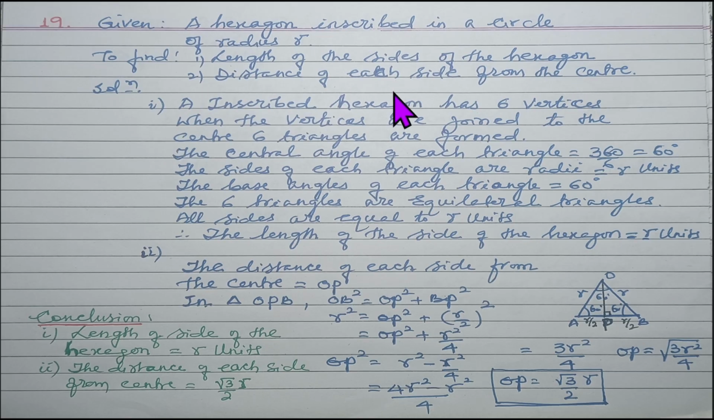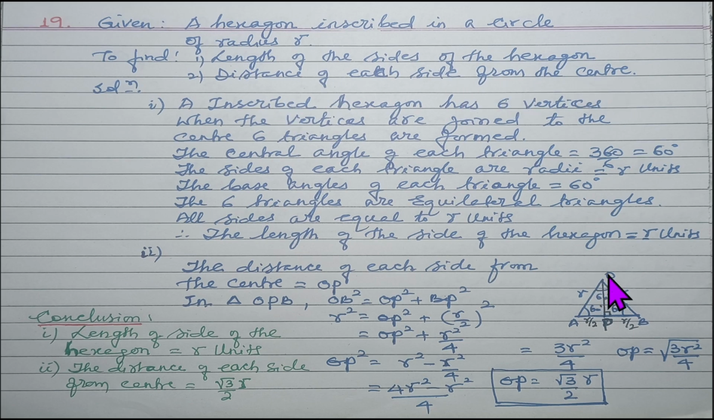Now the solution is very simple. We are given a regular inscribed hexagon which has 6 vertices, and when the vertices are joined to the center, we get 6 triangles, and all the 6 triangles are congruent, and they are equilateral triangles. Each of the angles of the triangle is 60 degrees, and if they are equilateral, all the sides are equal. That means each side of the triangle is r units. Therefore the length of the side of the hexagon is r units.